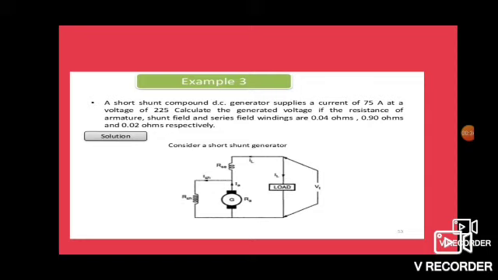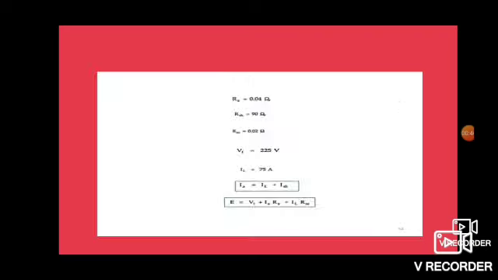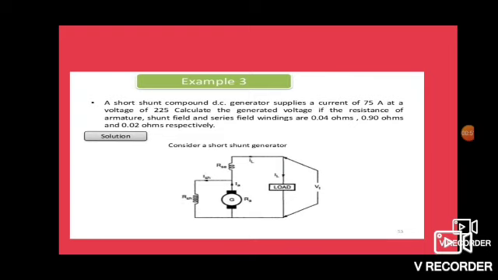It is a short shunt compound generator. So we have to find out the value of EG for the short shunt generator. So see the diagram. From the diagram we can find out the value of IA. That is IA equal to IL plus ISH, since the armature resistance is in parallel with the shunt field resistance.